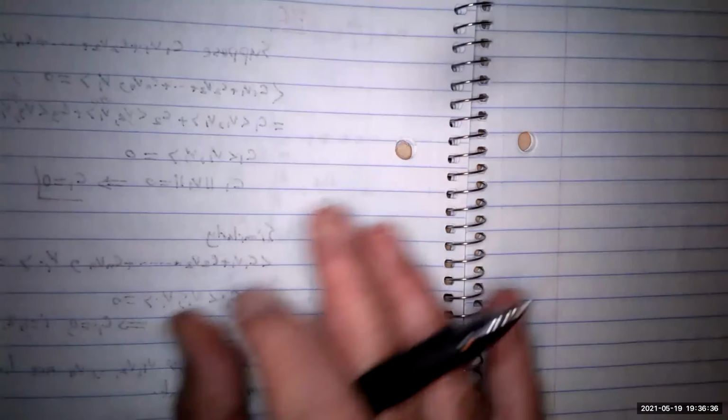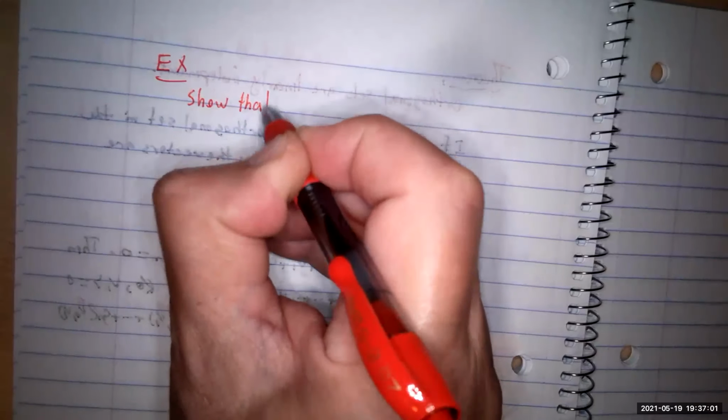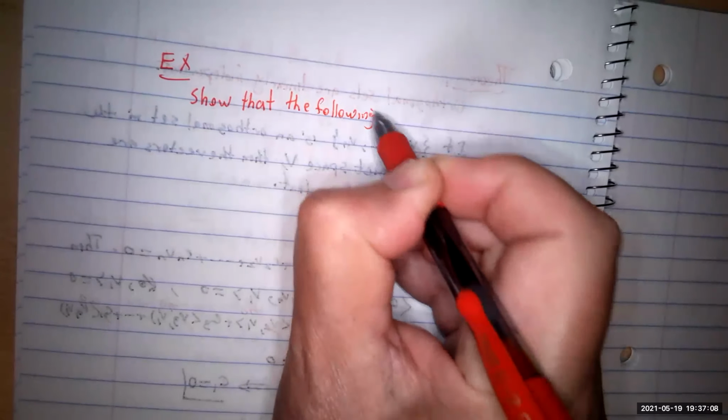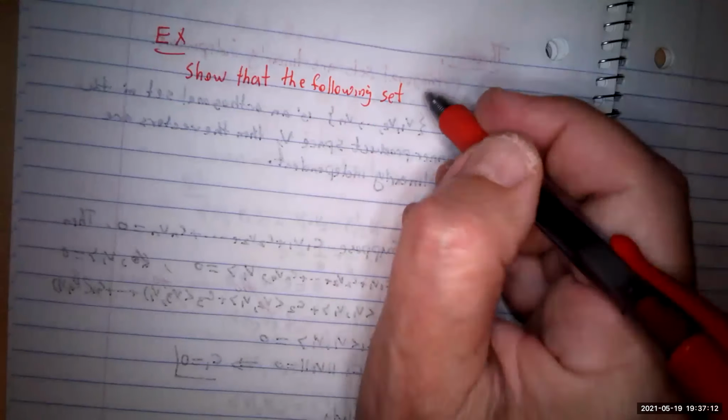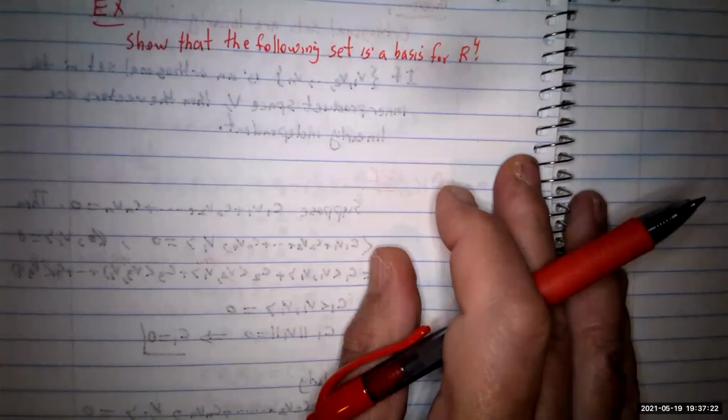Look at this one. If you have a set of vectors and you want to prove that the set is a basis, you can prove that those sets are orthogonal sets. So one application is this one. Example: suppose you've been asked to show that the following set is a basis for R4, with the usual inner product. And this is the set.